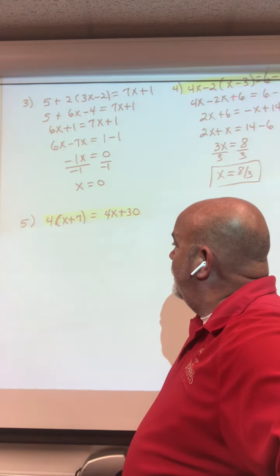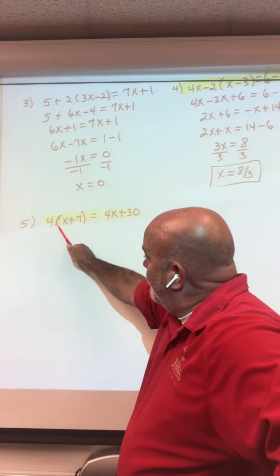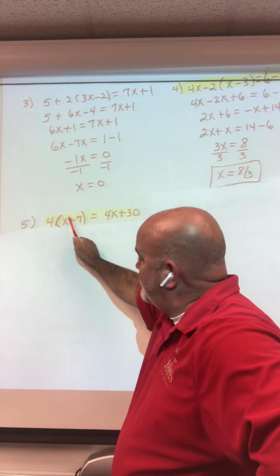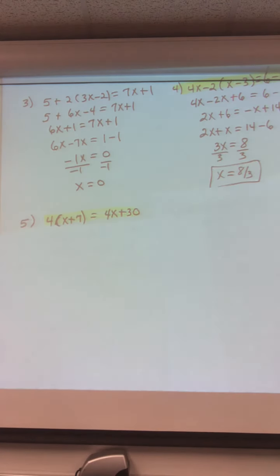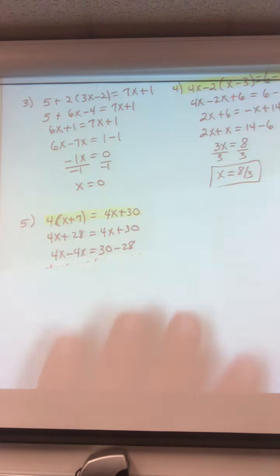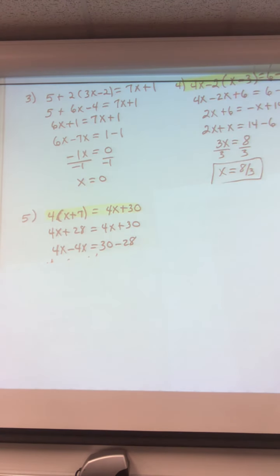So, all right, what do we do? Well, get rid of grouping symbols first. So I'm going to multiply by what's in front of that grouping symbol. When I distribute there, I get 4x equals 28. Now, get your x's on one side, get your numbers on the other. When you do, you have 4x minus 4x equals 30 minus 28.